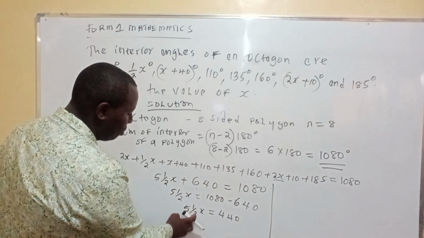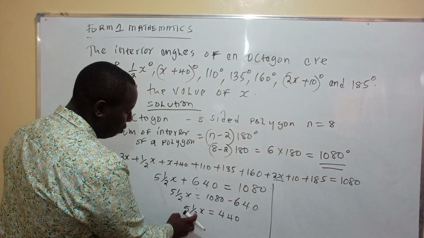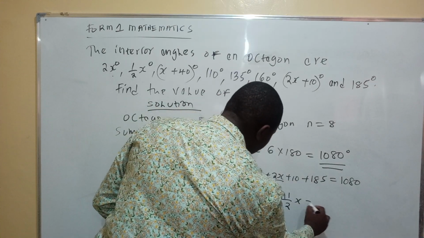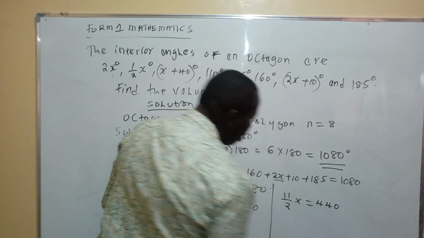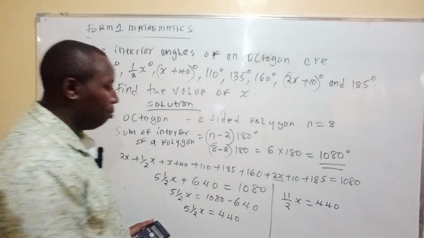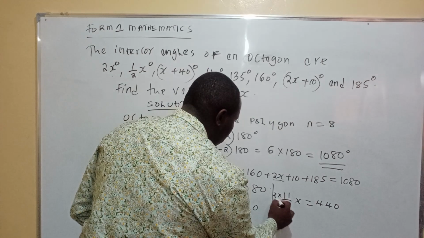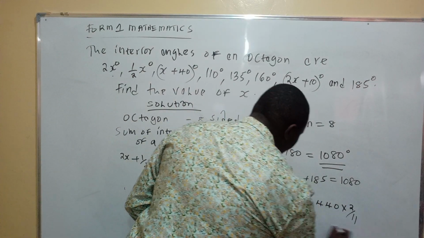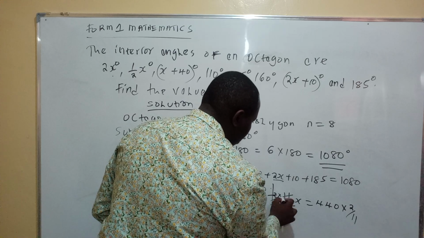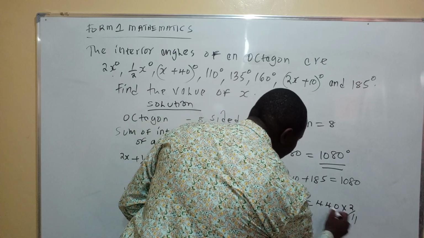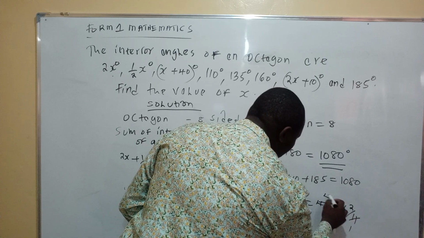So therefore, to find x in this question, 5 times 2 is 10 plus 1, 11. So 11 over 2 x is equal to 440. For you to get x, you multiply both sides by the reciprocal, 2 over 11, times 2 over 11. This cancels this, this cancels this.